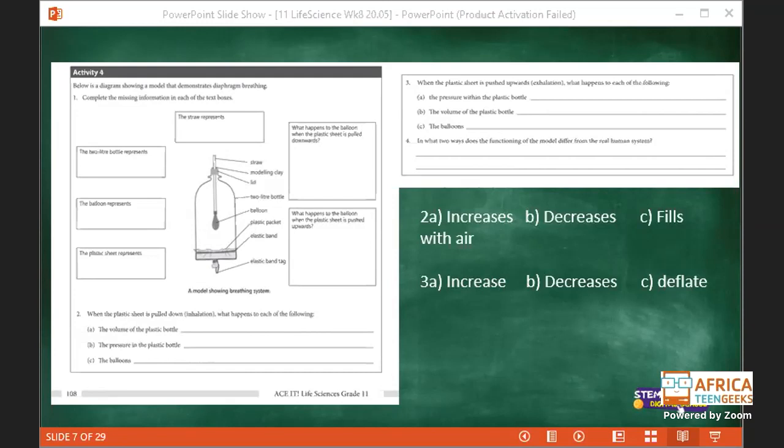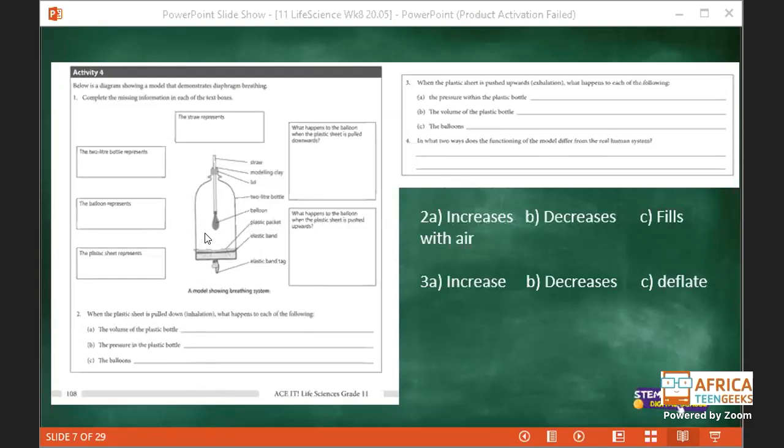All right, guys, let's start now. How many lungs do we have as humans? We have 2 lungs, right? And if we look at our model, it only has one balloon, which represents 1 lung. So that could be the first shortfall.